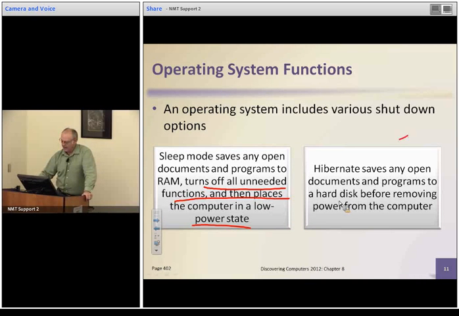Hibernate actually writes RAM to disk, saves, that's what save means. It writes things to disk from RAM, and then takes power from the computer. And it actually can start up without doing a boot when you hibernate. Hibernate means you can turn the power back on, and it should start up where you left off.